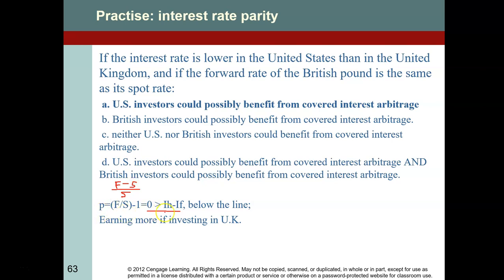So we know P is larger than IH minus IF. This is below the line, or to the right-hand side of the line, where P is larger than IH minus IF, whereas in the last case it was above the line. Investors can make more money if they invest in the UK, where there's a higher interest rate. So here, US investors could possibly benefit more from covered interest arbitrage, whereas British investors should just invest domestically in the UK.